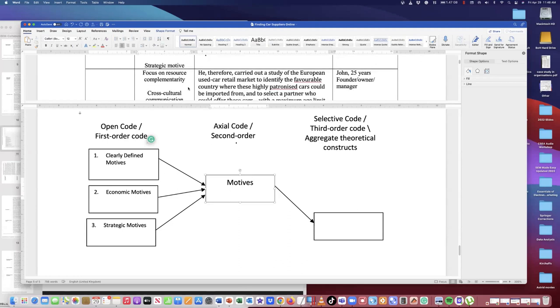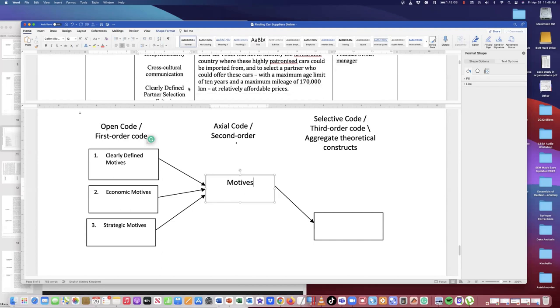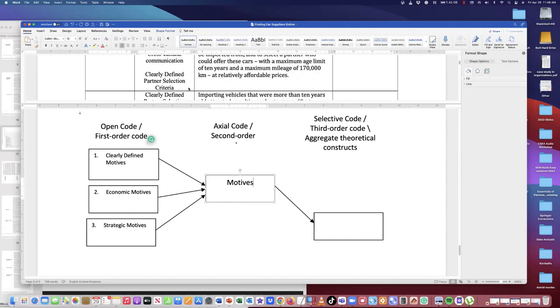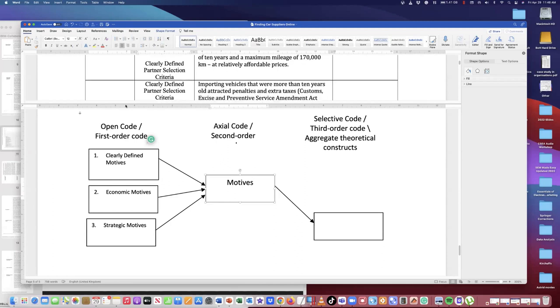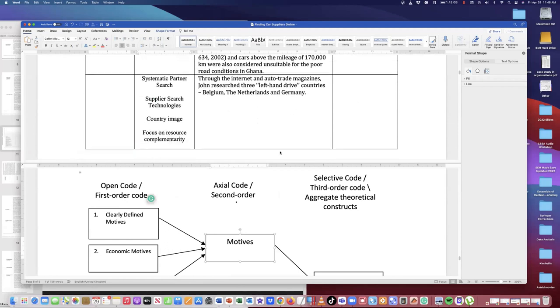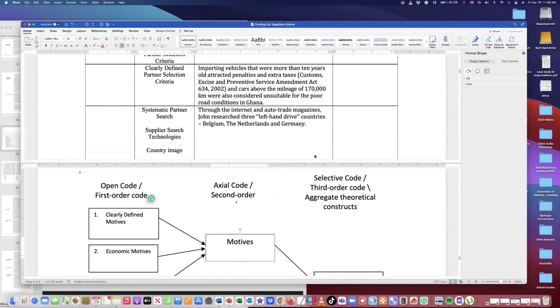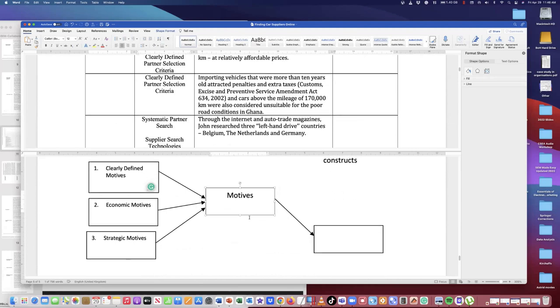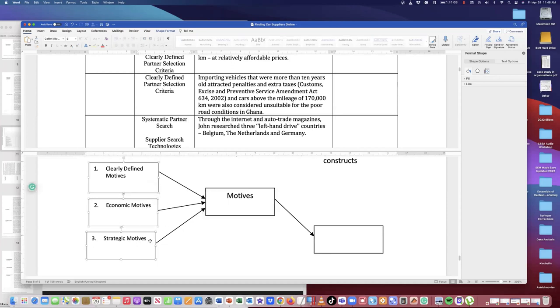Resource complementarity. Okay. Cross-cultural communication. Clearly defined selection criteria. So all of them are coming to different ones. Because you have a model here, this one is very easy for you. The model is really guiding you. But if there was no model, you also have to try to actually find out what will happen, the motives. So in that case, I want to do the systematic partner search for you to see something interesting that will happen. You may not have realized it, but when I finish it, you see what I'm talking about.